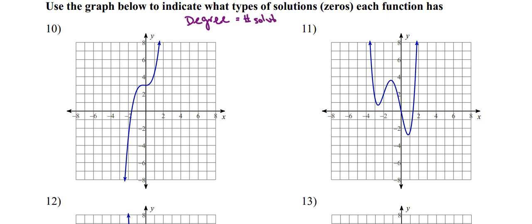solutions. So for this first one, you'll see it starts going up, but it's not a straight line, so it's not linear. And then it makes this little attempt like it's going to turn back down, and then it goes up some more. Because it starts and ends in different y directions, we know it's odd, and it has just one attempt at a direction change, so I'm going to say that this is a third degree function, which means it's got 3 zeros.